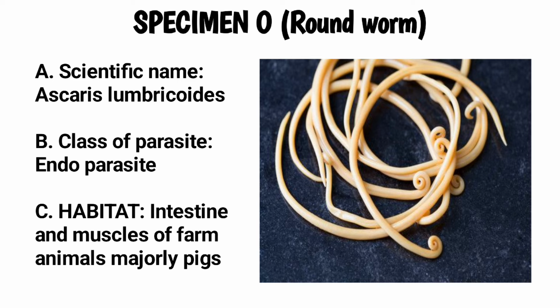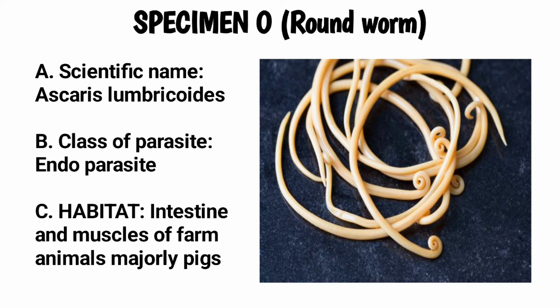So when you are asked to state the class of parasite, it is an endoparasite because it lives inside the body of the host, and for its habitat, it lives in the intestine and muscles. By muscle, we mean the meat. So it lives in the intestine and muscle of farm animals, majorly pigs.